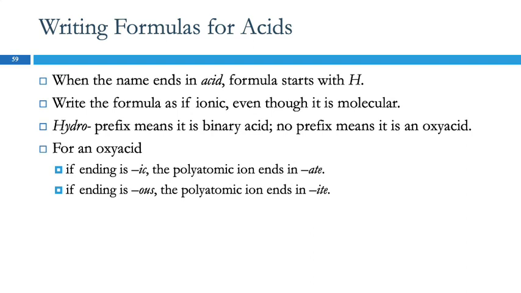So we need to associate ic and ate. If you have the acid name, it's going to have ic. If you're writing the formula, then you need to translate that to ate. If you have the formula and you're trying to write the acid name, you look at the name of the anion, it ends in ate, and you put ic in the acid name. And then ite and ous go back and forth.